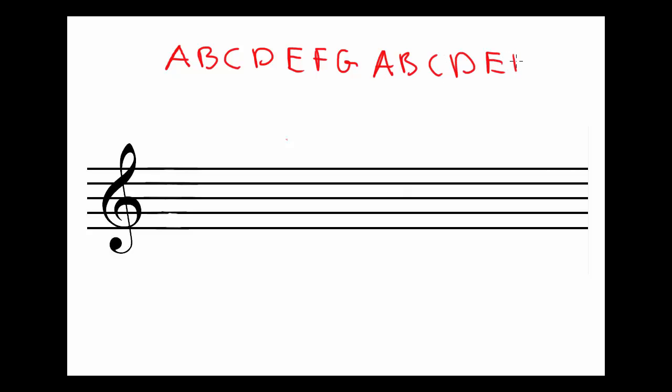Okay, so now why don't we really start to put everything together? So now we have the musical alphabet, the clef, and the staff right here. So let's begin. We have our A, B, C, D, E, F, and G, and of course this pattern just keeps repeating. A, B, C, D, E, F, and G, and so on, up and down as well.